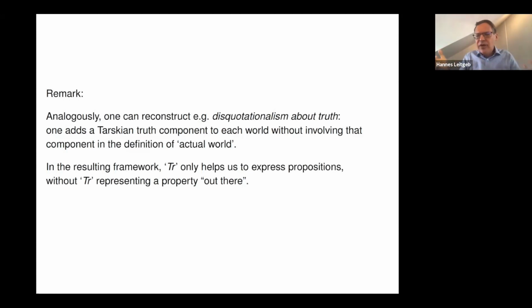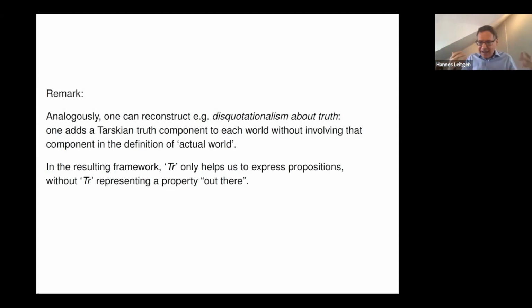Now, what I always wondered about is this, take a disquotationalist about truth, okay? They say things like, well, the truth predicate helps us to express propositions, okay? But it doesn't refer to a property out there in the world. Or it doesn't give us anything more than being a device for expressing propositions, okay? It doesn't have additional explanatory power or the like. These are things they say, okay?